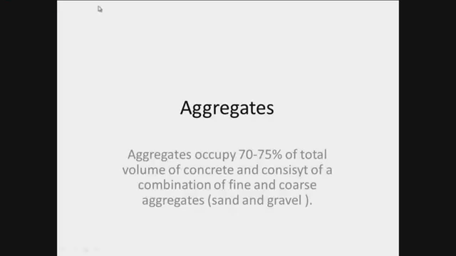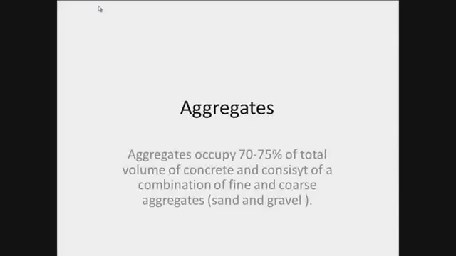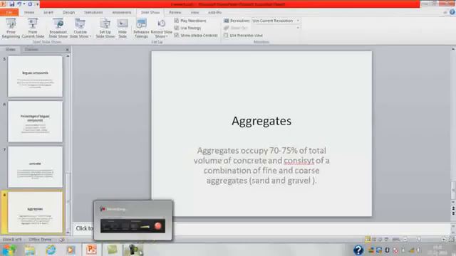Aggregates can be sand, that's the fine aggregates, or they can be gravel, that's the coarse aggregates. Aggregates have been divided into different forms depending upon the size passing through a particular sieve, like the 4.75 mm sieve. If the aggregates are retained on the 4.75 mm sieve, they are called coarse aggregates, and if they pass through the 4.75 mm sieve, they are called fine aggregates.